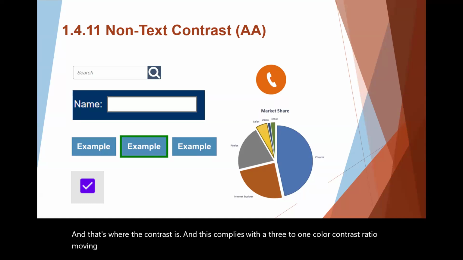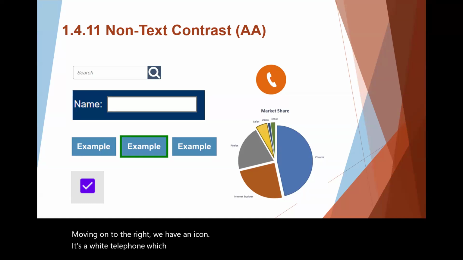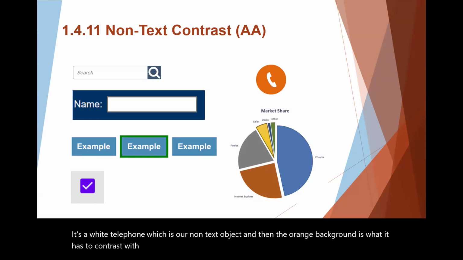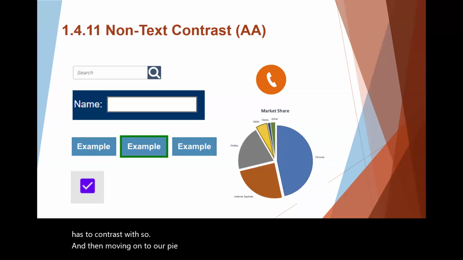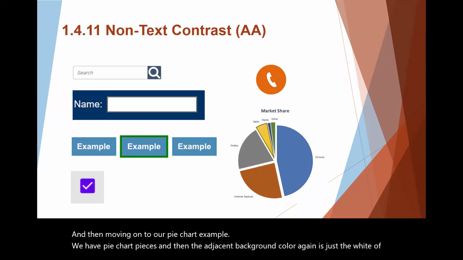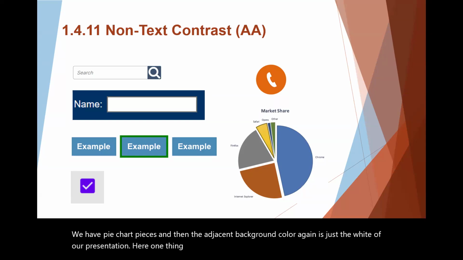Moving on to the right, we have an icon. It's a white telephone, which is our non-text object, and the orange background is what it has to contrast with. Then moving on to our pie chart example, we have pie chart pieces, and the adjacent background color, again, is just the white of our presentation here.